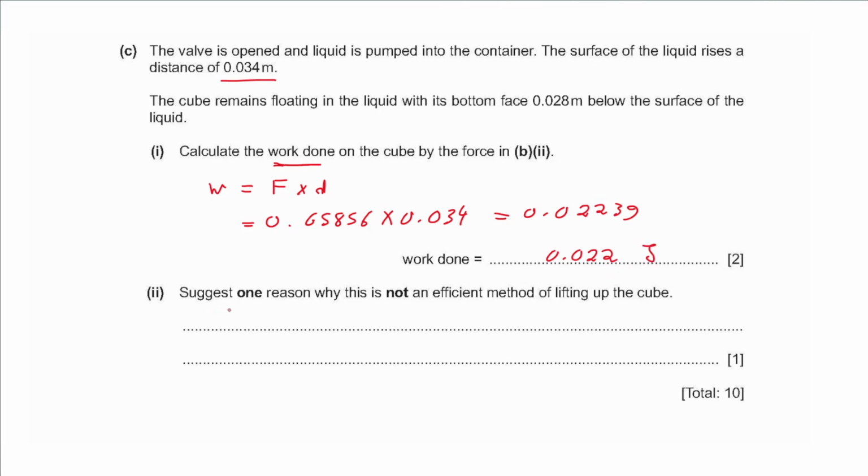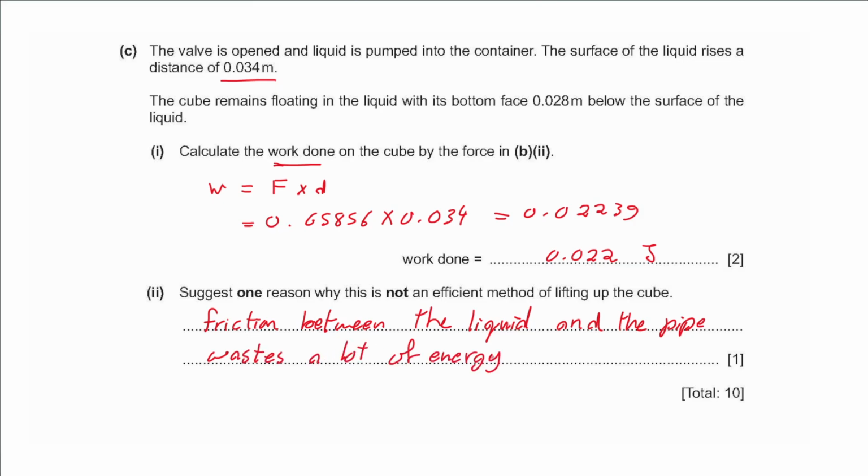Part double I says suggest one reason why this is not an efficient method of lifting up the cube. It must be due to some form of energy losses. So we can say that friction between the liquid and the tube or the pipe wastes a lot of energy. Since energy is wasted, a large fraction of the input will not be transferred as an output.